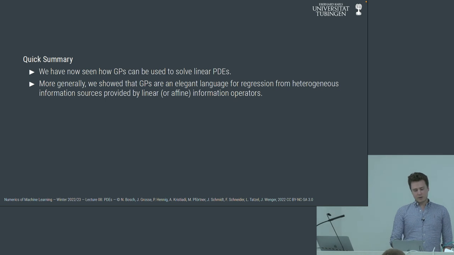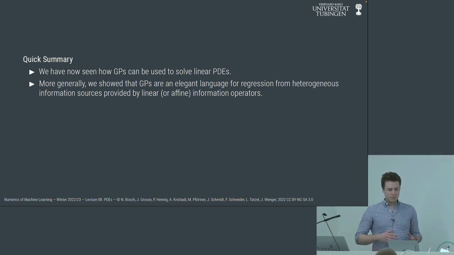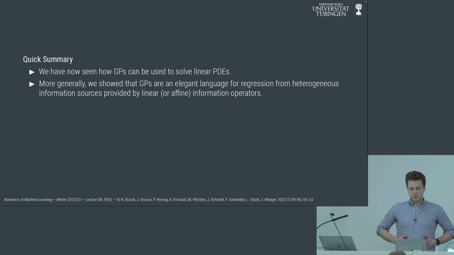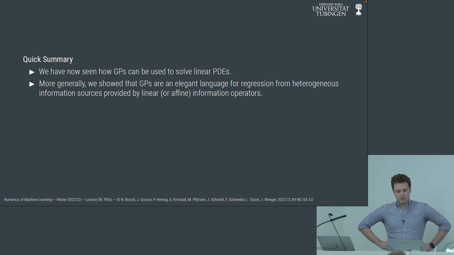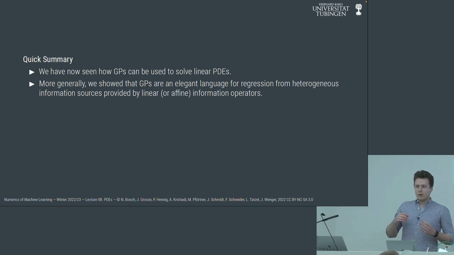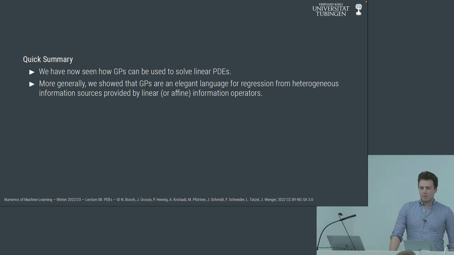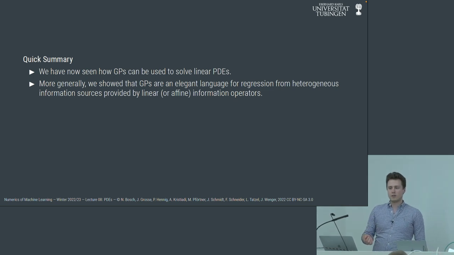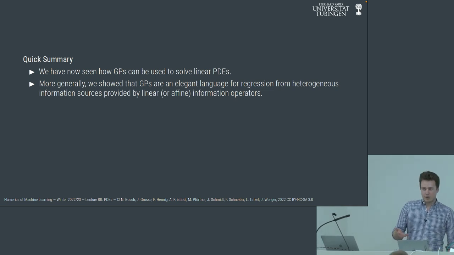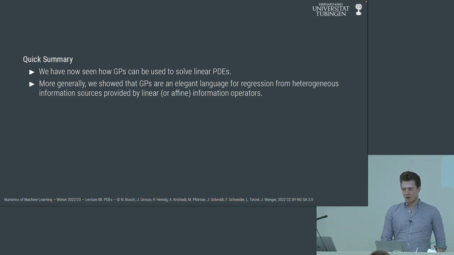All right, quick summary. In general, we've seen that GPs can be used to solve linear PDEs, but maybe even more importantly, we showed that these information operators are quite an elegant language to realize regression, so function estimation, essentially, from very heterogeneous types of information, not just point evaluations, but all sorts of linear functionals. And that turned out to be quite helpful in these hybrid or physics-informed, or mechanistic models.